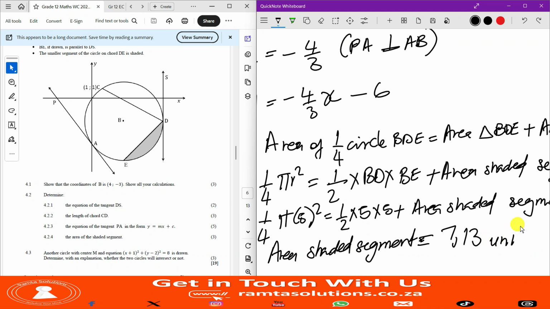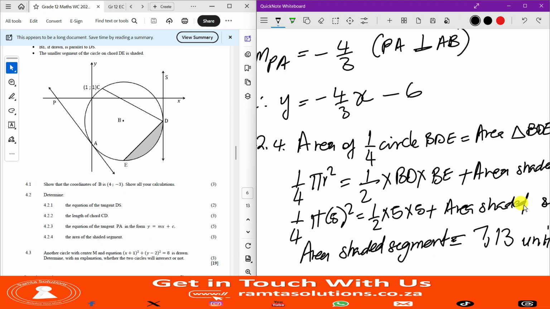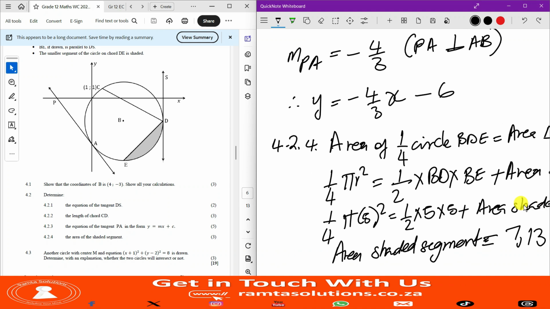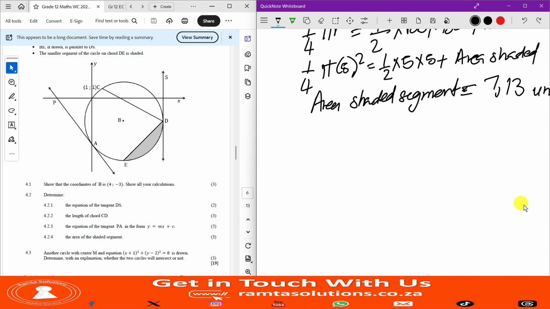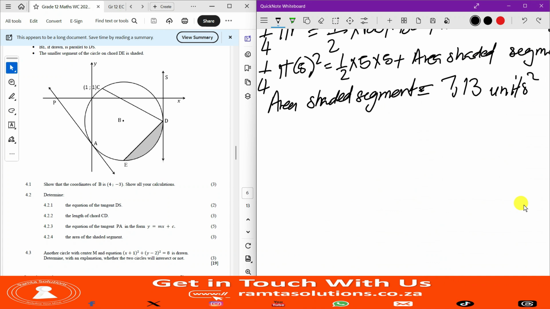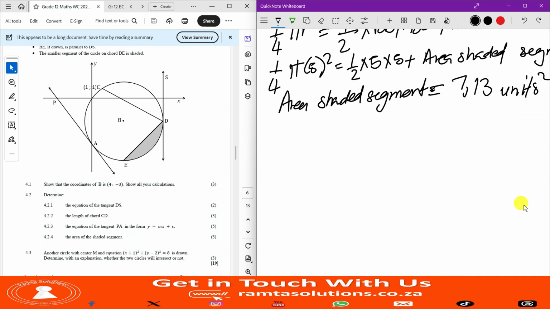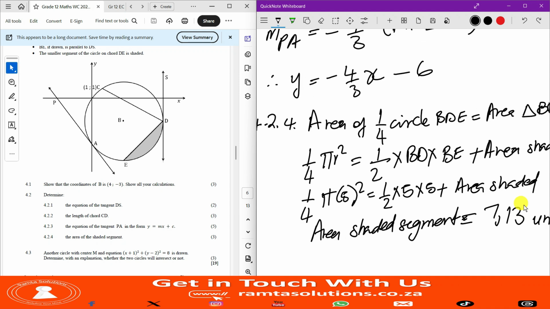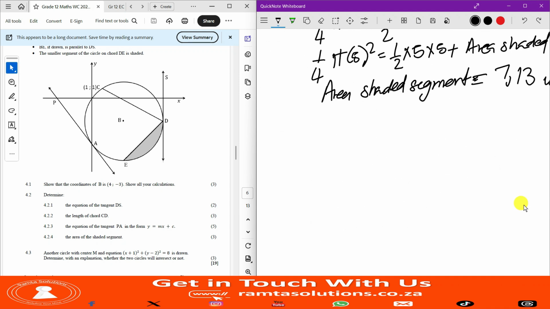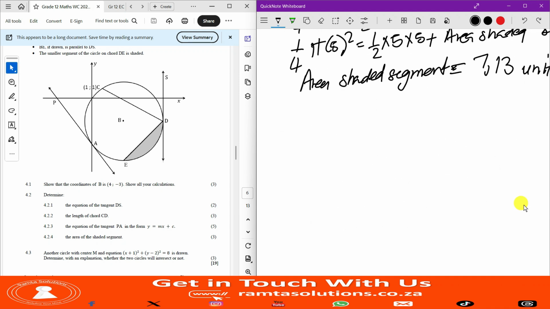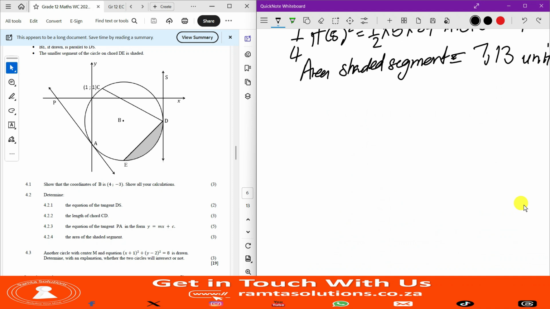By the way, square units. So this is the area of the shaded region or shaded segment. It is 7.13 square units. Okay, perfect. Now 4.3.